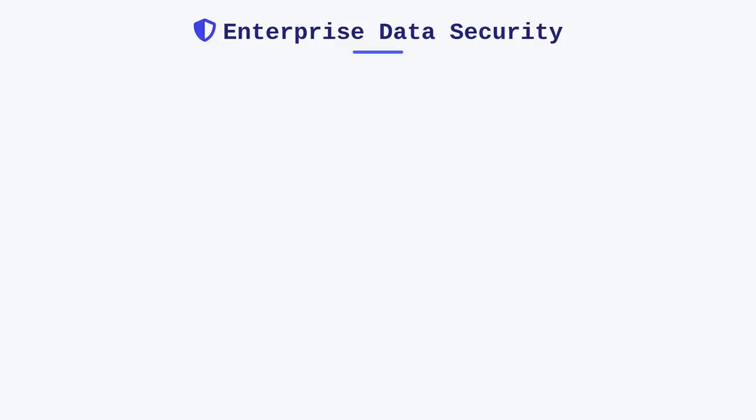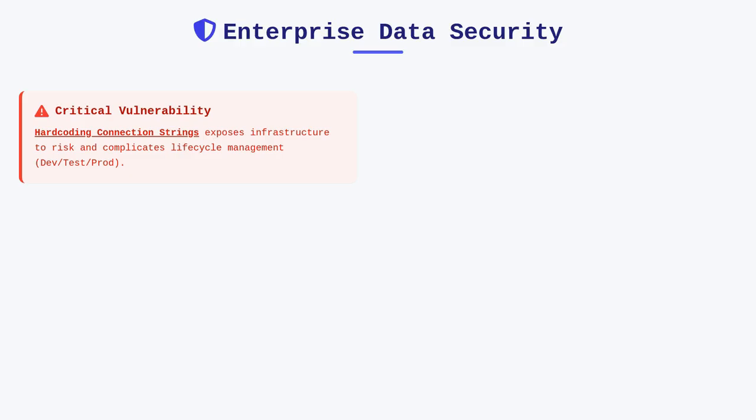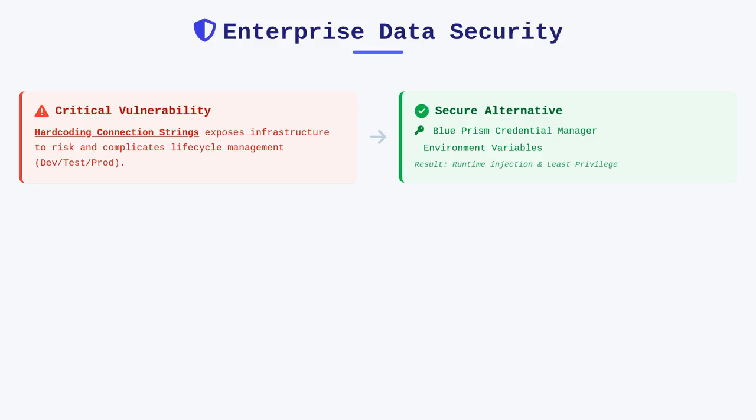Security, when dealing with enterprise databases or file systems, should never be an afterthought. Hard-coding connection strings is a critical vulnerability that exposes your infrastructure to unnecessary risk, and it complicates lifecycle management across development, test, and production environments. Instead, we should store sensitive parameters, such as database credentials and server endpoints, within the Blue Prism Credential Manager or as environment variables. By injecting these values at runtime, we ensure that credentials are never persisted in the process definition files themselves, adhering to the principle of least privilege.